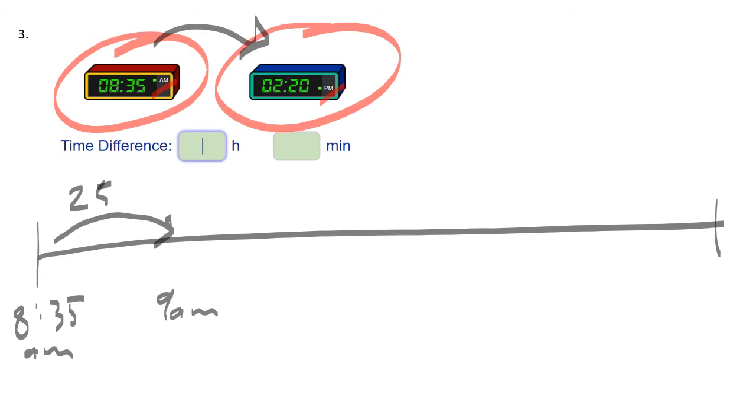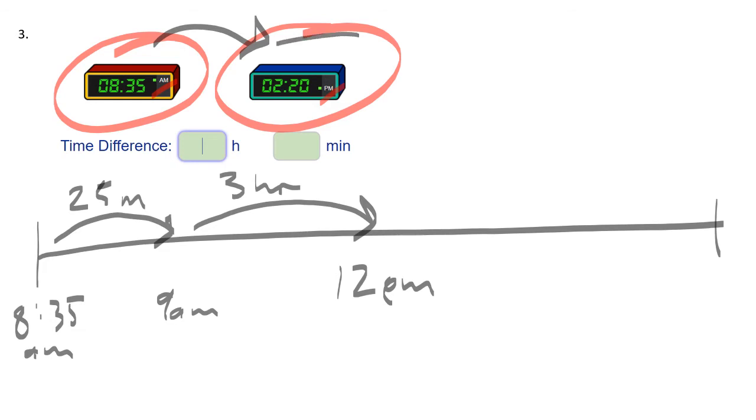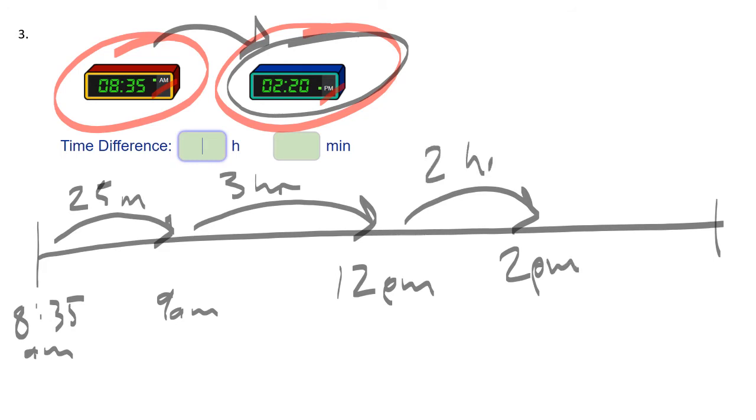Okay, so now let's go from 9 a.m. to, let's go to 12 p.m. We can do that. All the way to 12 p.m. So that's going to be 3 hours, isn't it? So far we've got 25 minutes and we've got 3 hours. Now we've got to get to 2:20 p.m. So let's go from 12 o'clock. You know what? I'm actually smart enough to go all the way to 2:20 p.m. But, well, let's break it down a bit. Here you go. Let's go from 12 p.m. to 2 p.m. and that's going to be 2 hours, isn't it? And to 2:20 p.m. is going to be another 20 minutes.